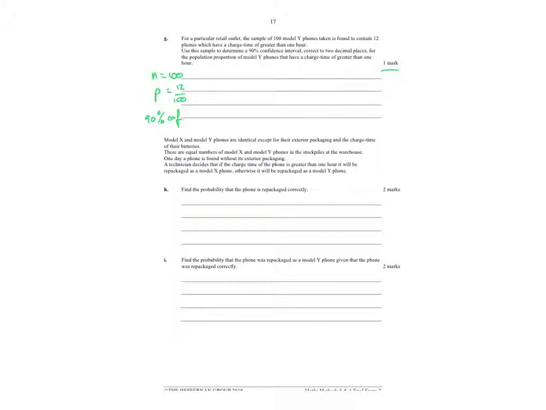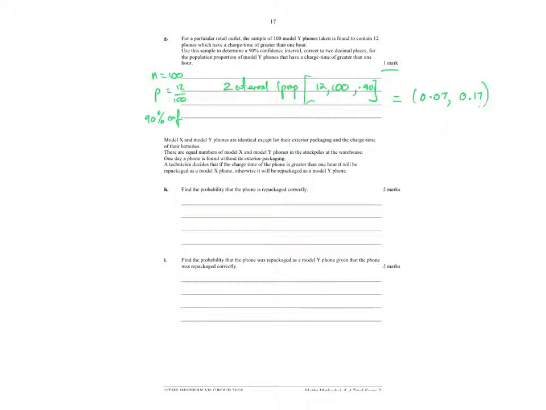and use the Z interval, the Z interval 1 proportion. I've got 12 successes, 100 trials, and I want a 90% confidence interval. It's going to give me an answer, to 2 decimal places, of 0.07 to 0.17. Okay.